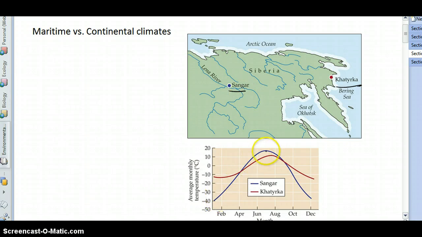You can see it has a much wider range of temperatures from a low of -40 up to almost 20 degrees Celsius, whereas the coastal place only varies from about -11, -12 degrees up to about 10. Again, all that water out here has a moderating effect on the climate, keeps it from being overly hot or overly cold.